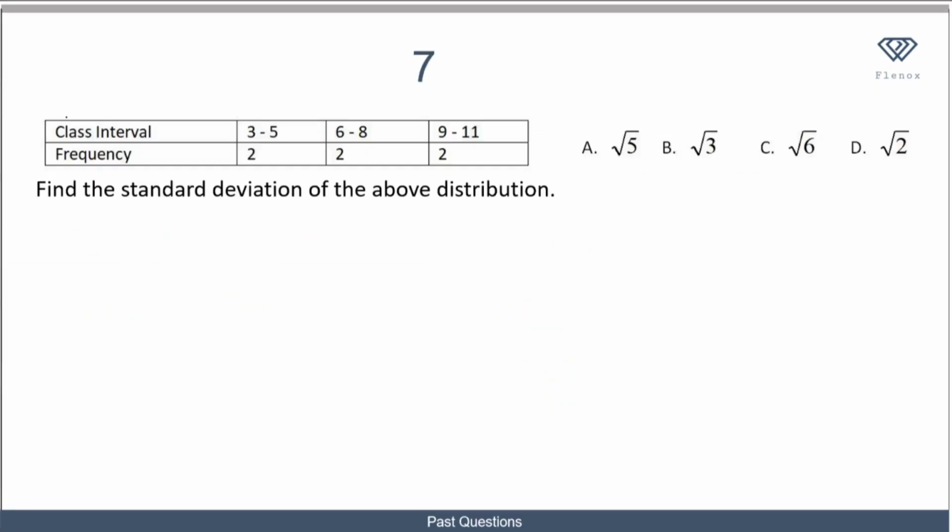So let's look at our last question. As you can see here, we have a group data in which we are asked to find the standard deviation of the distribution. So we know that the formula for finding the standard deviation for a group data is given as what? The square root of summation f into bracket x minus x bar squared over summation of f. So we draw out our table.